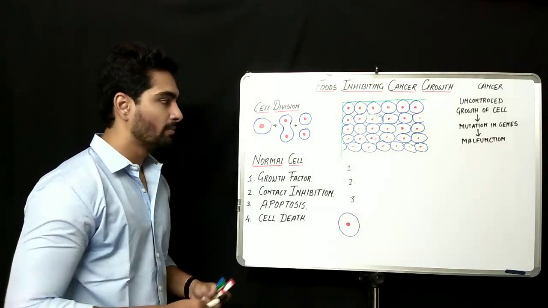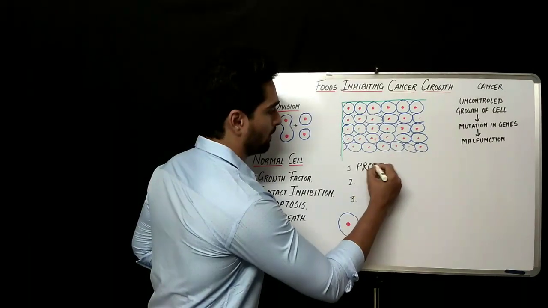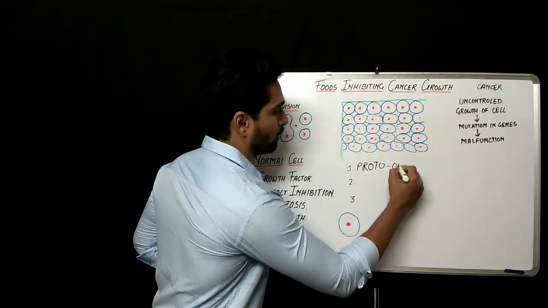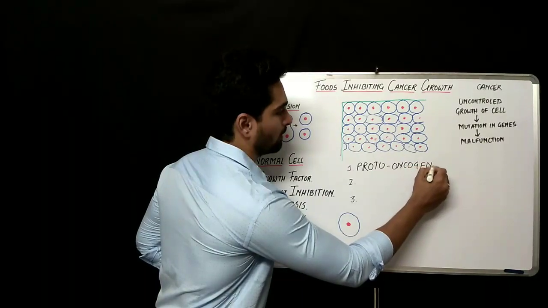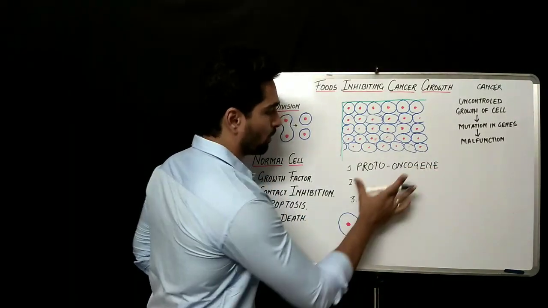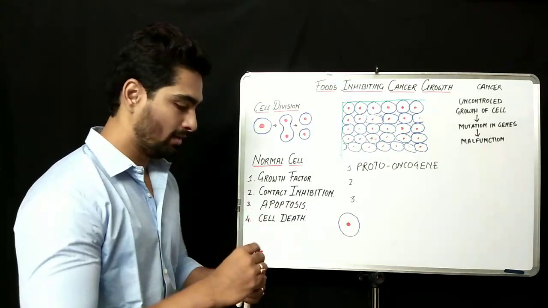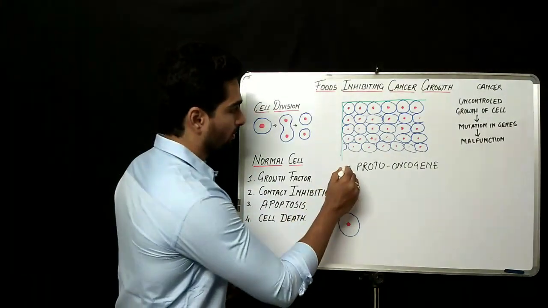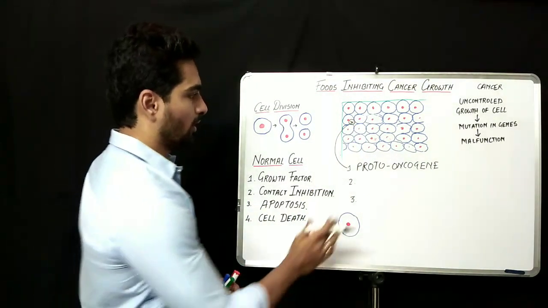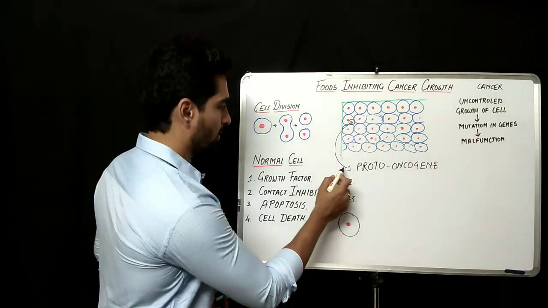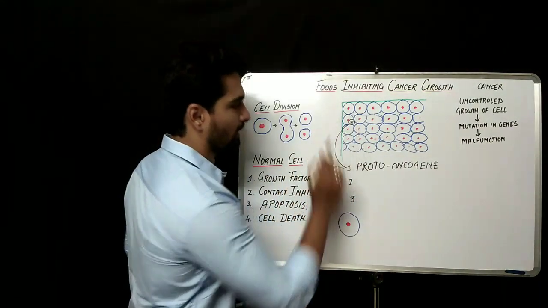The first gene I want to talk about is the proto-oncogene. The proto-oncogene is basically responsible in a normal cell for stimulating cell division. That means this proto-oncogene produces a protein called the growth factor, which stimulates cell division.